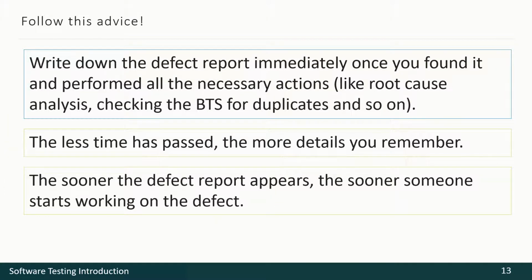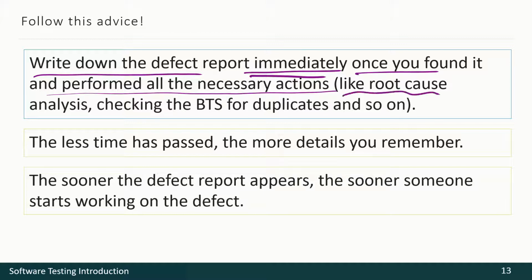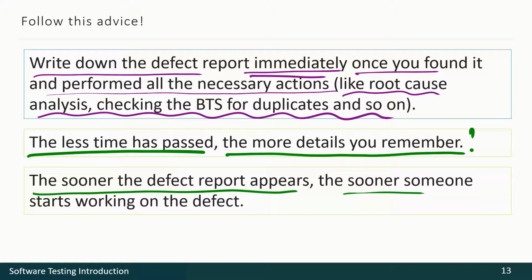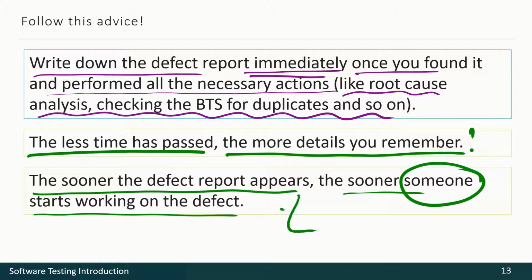You should never try to postpone writing down the defect report. Write down immediately once you find the defect and perform all necessary actions like root cause analysis and so on. Because the less time passes, the more details you remember. You do not forget anything. And the sooner the defect report appears, the sooner someone starts working on the defect. Do not waste anybody's time. Write down your report immediately.